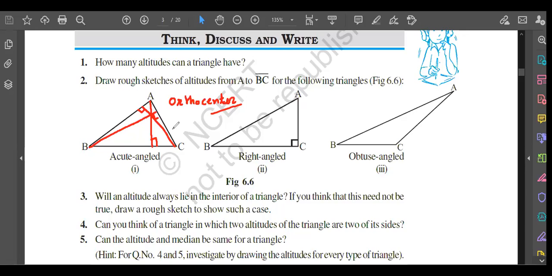Okay, very good. So these were the altitudes of your acute angle triangle. Now this is your right angle triangle. Now AC is your altitude on BC. Yes or no? AC itself is the altitude on BC. Yes, very good. If you draw a line like this, now is this BD your altitude or median? Tell me, is BD your altitude or median?